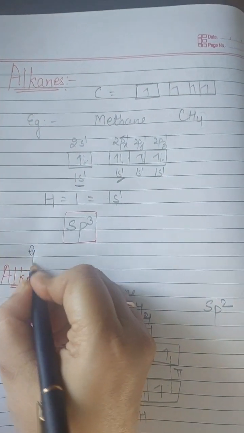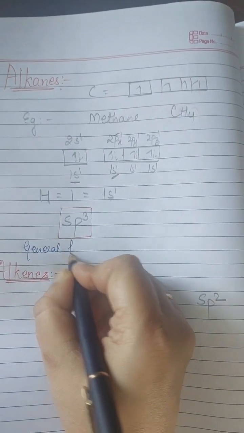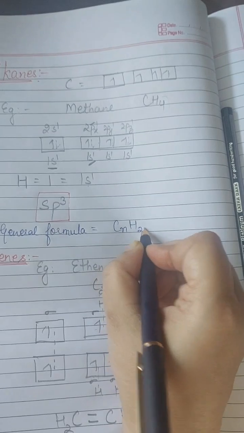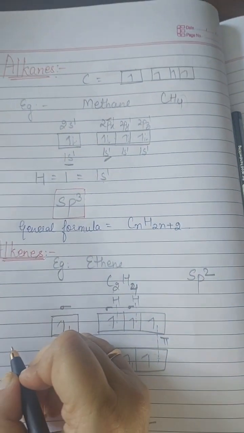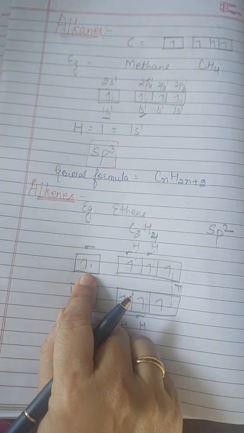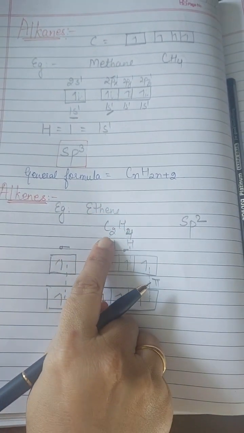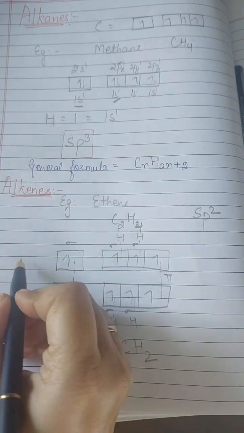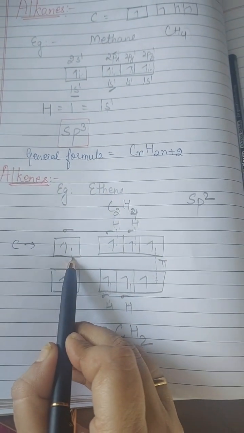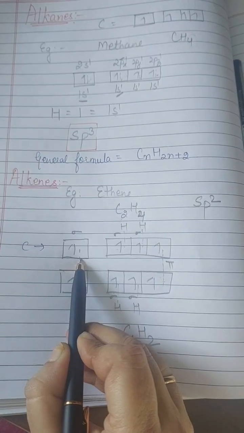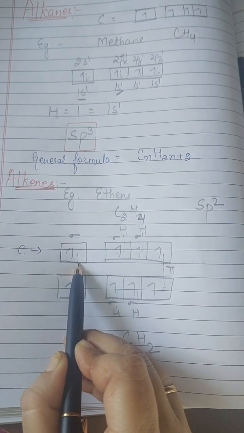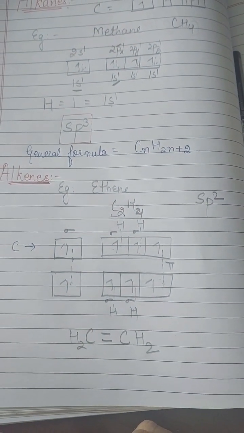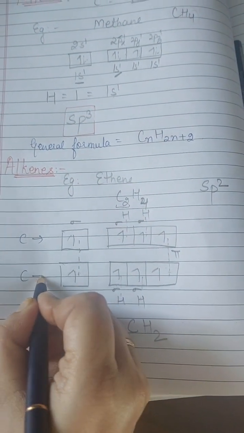Now the general formula for alkanes is CnH2n+2. Now let's take an example of alkenes. For example, ethene. Its chemical formula is C2H4. First, we will draw the excited state orbital diagram of the carbon atom. As there are 2 carbon atoms involved in this structure, we are using 2 carbon atoms.